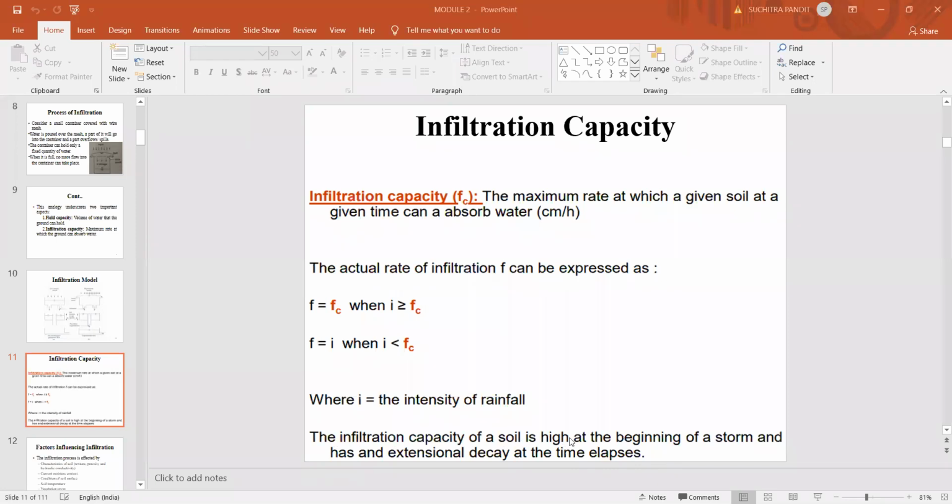the rate of infiltration will be very high in the beginning of the storm because the soil will have a soil moisture deficiency. So once the soil moisture builds up, obviously the rate of infiltration gradually decreases and it attains a constant rate. So whenever a storm occurs, since the soil has a soil moisture deficiency, first whatever water infiltrates into the soil starts building up the soil moisture.